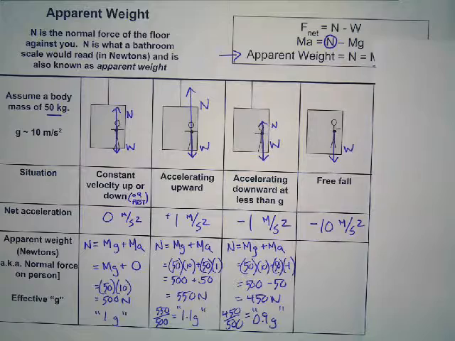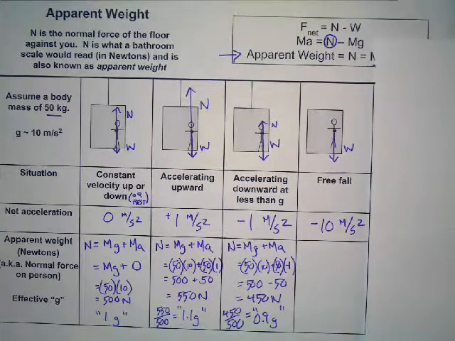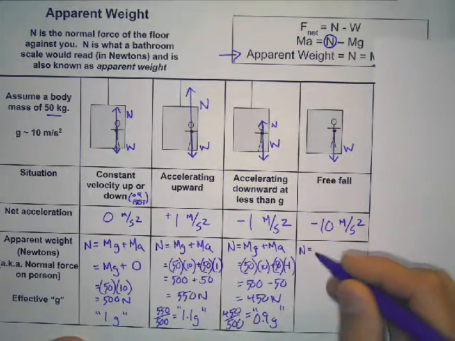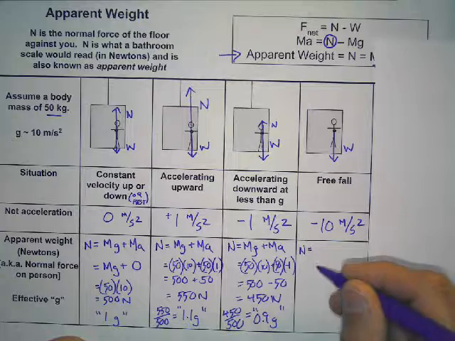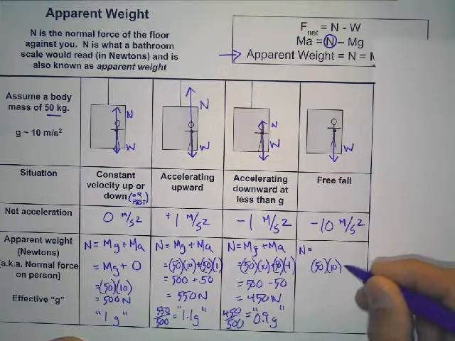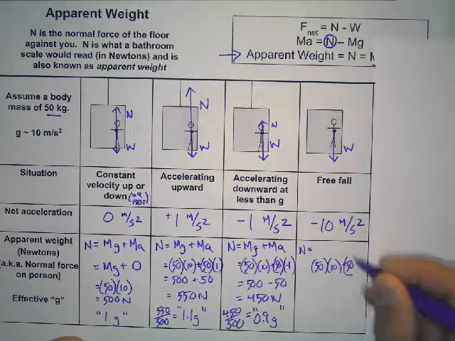So you're just dropping. Now, can you predict in this case, how hard is the bathroom scale going to push up on you if you're just in free fall? The answer is it's not. There's not going to be any push. So our normal force here is going to be, I'm not going to write the formula again, but it's going to be 50 times 10 plus 50 times negative 10.